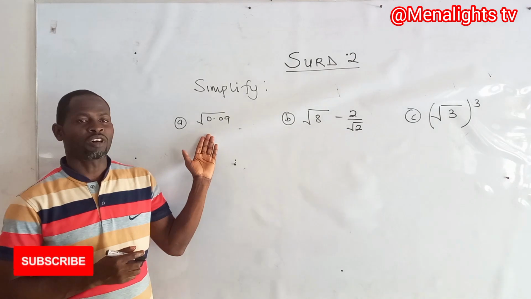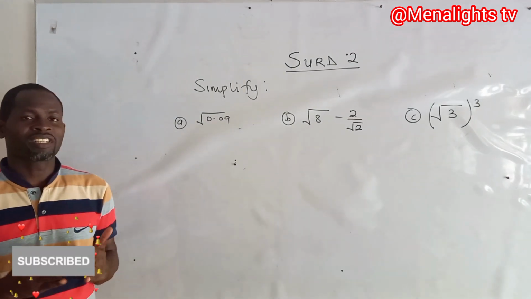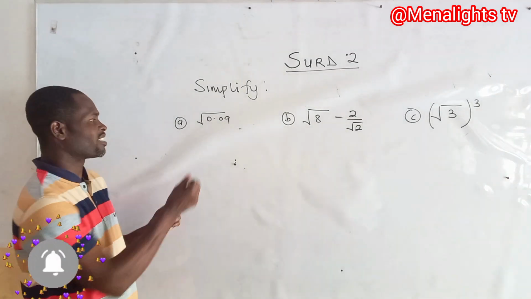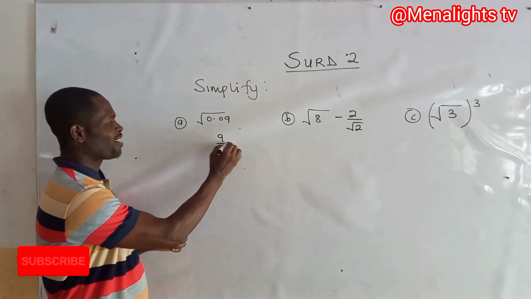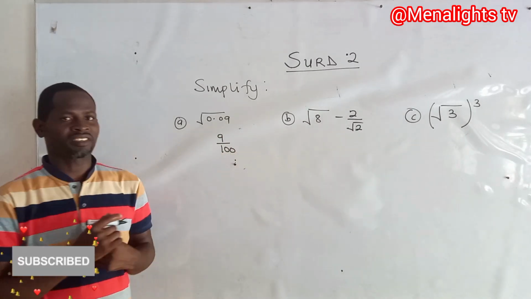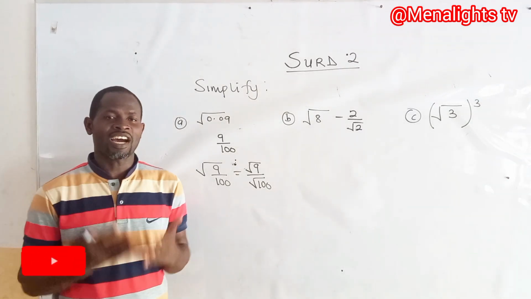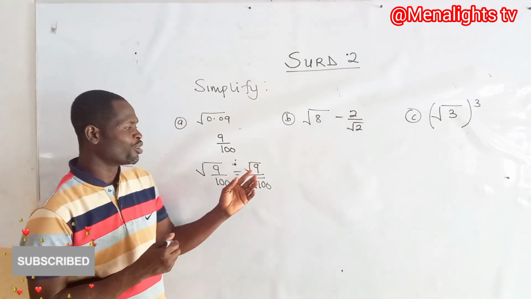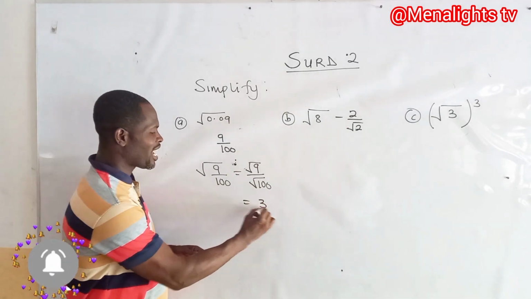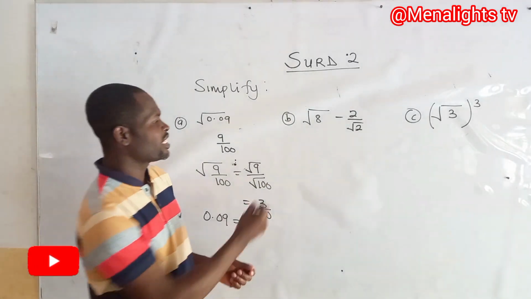Here we have the root of 0.09. So this 0.09 can be rewritten as 9 out of 100. So the root of 9 will give us 3 and the root of 100 will give us 10. So this will give us 3 out of 10. So this is how we go about it.